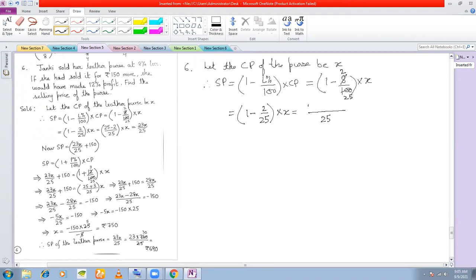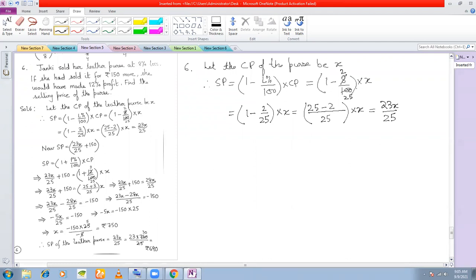Sir, I have done a different process. Tell me, how have you done? Sir, I first found out the CP, then I solved the SP. Then you found out the cost price. How did you find out the cost price? Sir, can I send the photo? Okay, send.